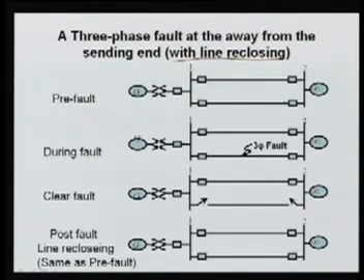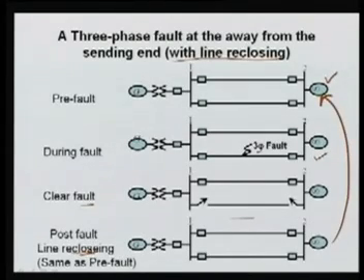Here our pre-fault system is as usual in the previous case. During the fault we have the three-phase fault. Now the fault is cleared by tripping, and the line is reclosed with the help of the reclosing facility of the circuit breaker after a few cycles, and now your system configuration is similar to the pre-fault condition.